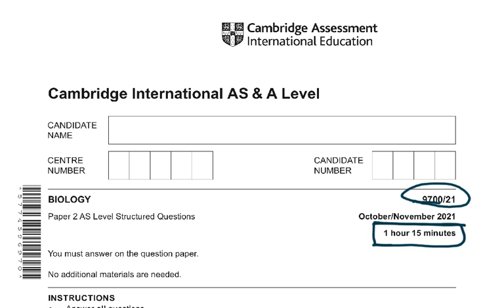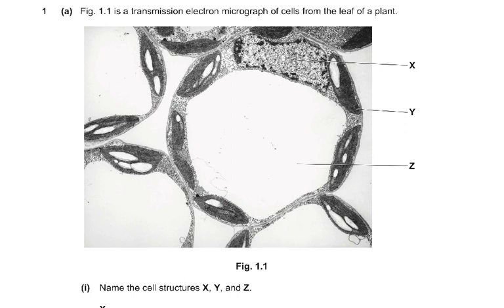As we go on to this paper, the first question is question 1A. Figure 1.1 is a transmission electron micrograph of cells from the leaf of a plant. Now remember, transmission electron micrograph, and the other one is called the scanning electron micrograph. Scanning means it just scans the surface, so you only see the surface features. But now you're looking inside it, so you can see the details inside.